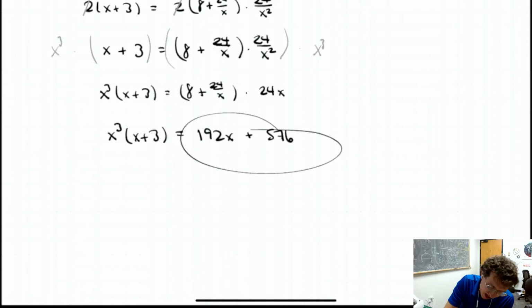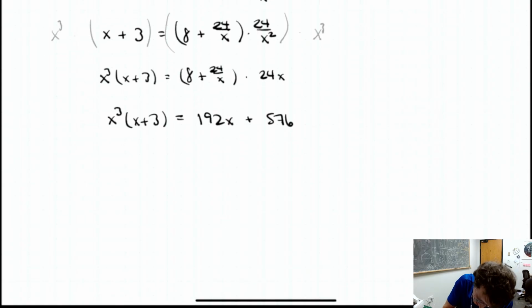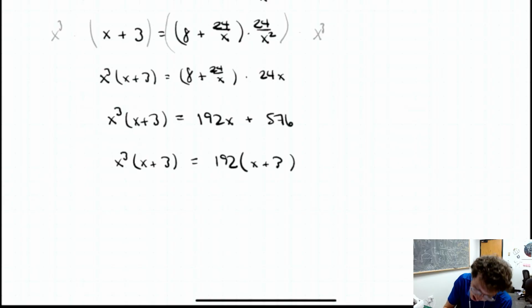I notice I have a common factor here. Really what I thought was wishful thinking. I saw an x plus 3 here, and I was really hoping that I could get an x plus 3 over here. So I thought, what's 192 times 3? And sure enough, 192 times 3 is 576. So if I factor out 192, I'm left with x plus 3.